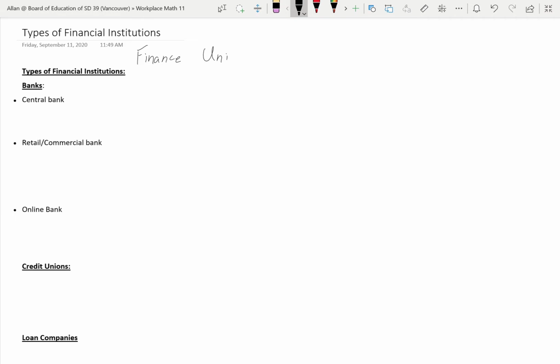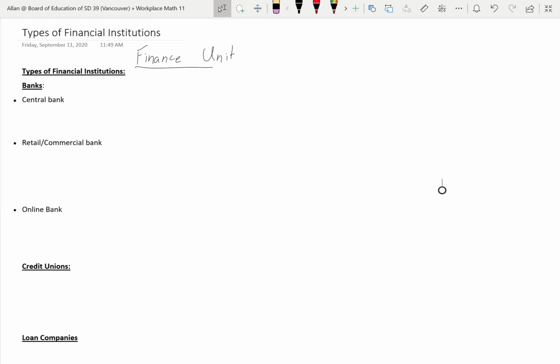So this is our first main lesson of our finance unit. So first up, we're not going to be dealing with numbers right off the bat. What I want to give us is a bit of backstory and a bit of history and some of the things that you might encounter out in the real world when you're dealing with finances. So the first main section is different types of financial institutions.